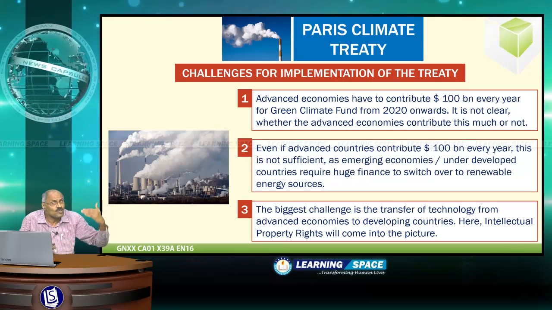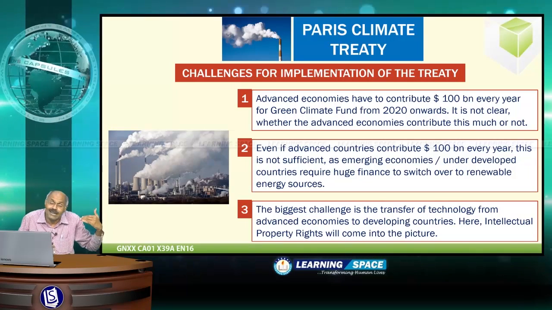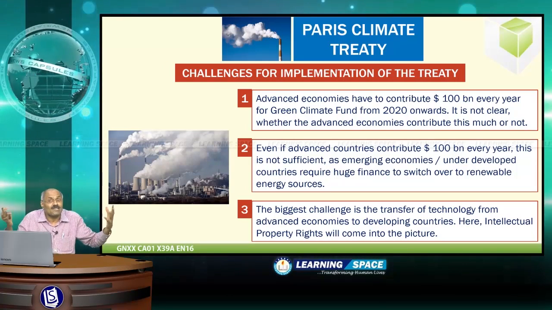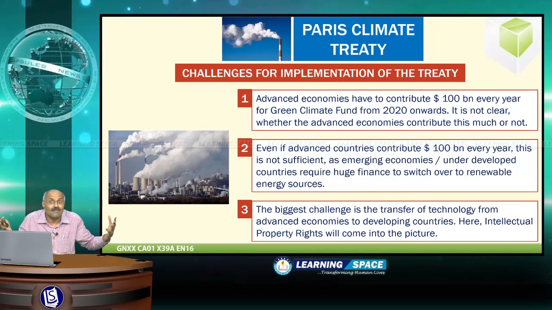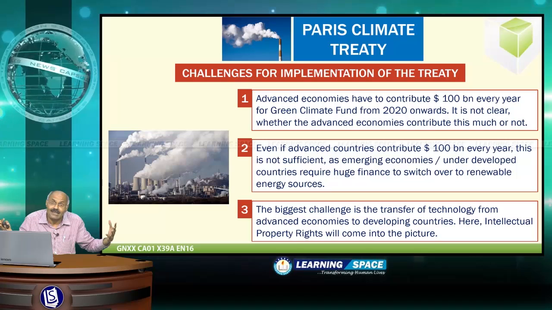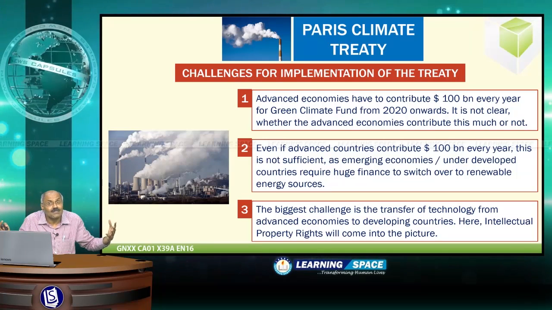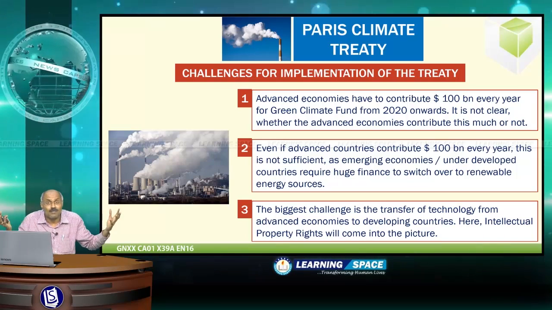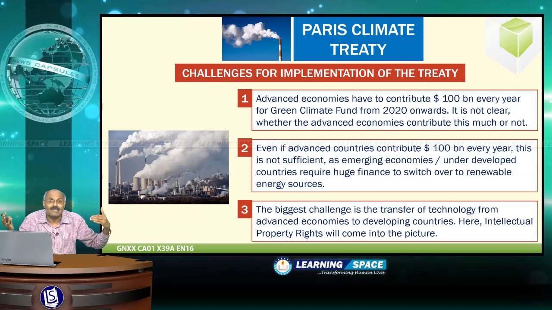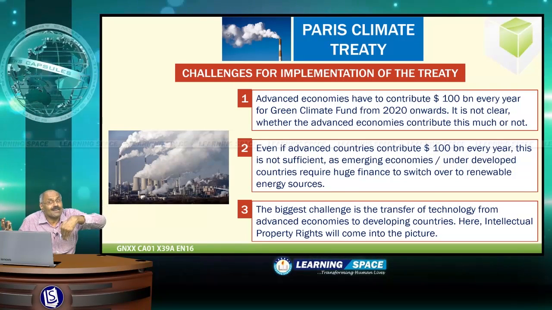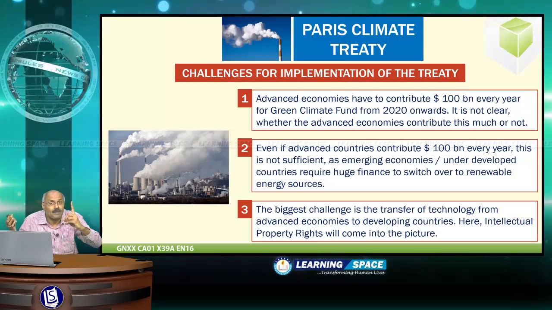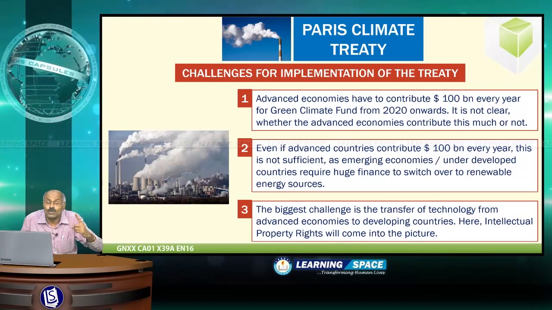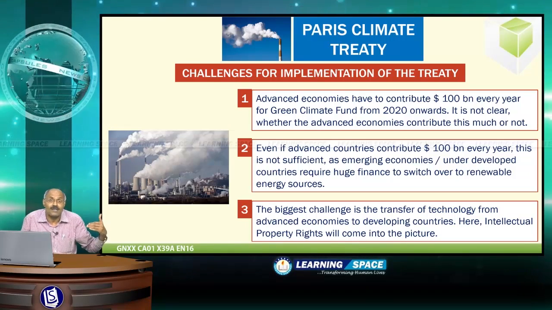Third important point, the most important aspect, is transfer of technology. To switch over to renewable energy sources, some innovation is required, energy efficiency is required, and whether the developed countries will share the technology with the developing countries, because here people talk about patent rights, intellectual property rights, and developed countries should share the devised technology with the developing countries, and for that particular purpose there is no institutional framework. Institutional framework should be developed for transfer of technology.